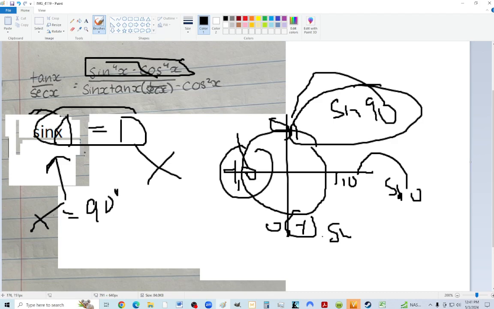This is not an identity question. This could be a solve for the angle question. But if she's saying it's an identity question, in other words, that the left side must equal the right side, it is not true.